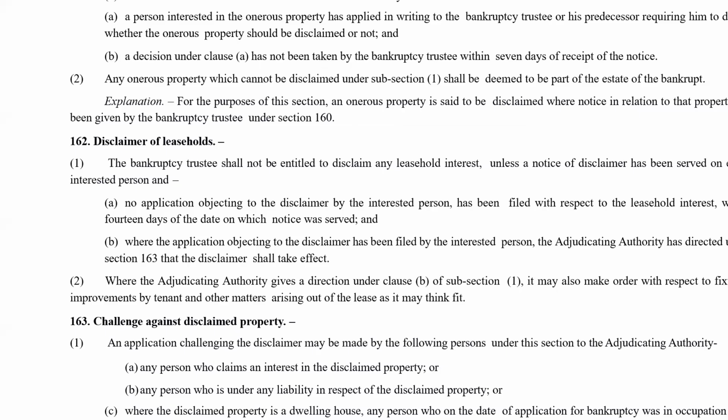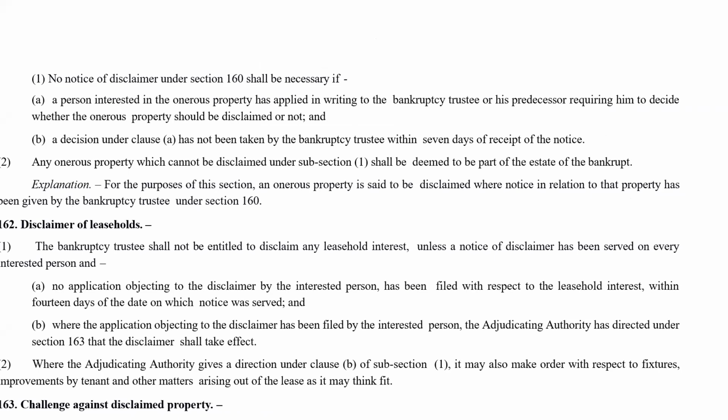So what does it say? It says no notice of disclaimer under section 160 shall be necessary if a person interested in the owner's property has applied in writing. The word is applied in writing. If he inquires on phone, that may not be sufficient to the bankruptcy trustee or his predecessor, requiring him to decide whether the owner's property should be disclaimed or not. Suppose there is an agricultural land which is owned by that bankrupt, and he has given it on sublease to an agricultural farmer, and that farmer inquires in writing. So that is the scenario which is being described here.